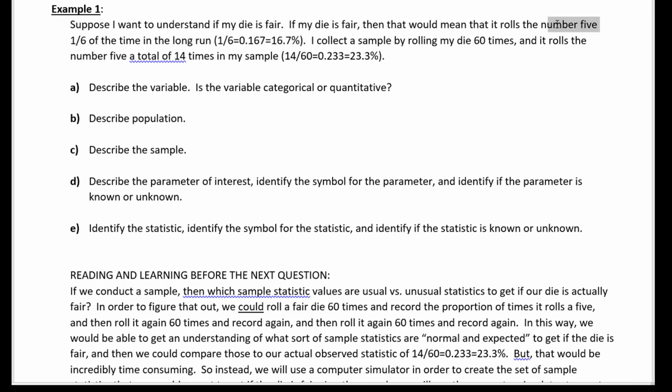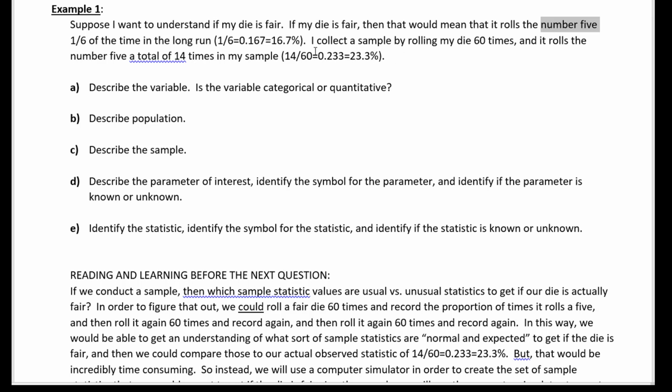Notice there's nothing special about the number 5. We're just, for simplicity, focusing in on rolling the die and on what proportion of the time it rolls a 5. There's nothing special about the 5. I just picked a number and let's go with that one.